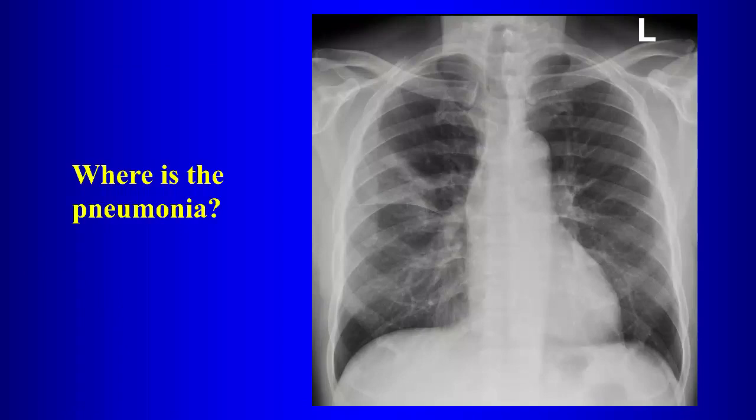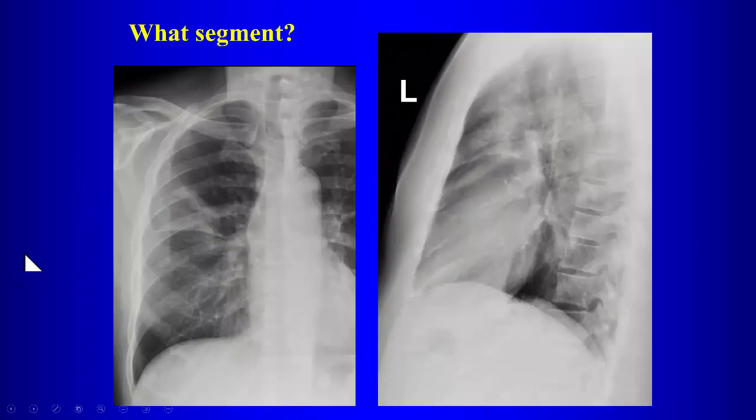Right upper, and we know because again, here's the minor fissure. It's bordering very nicely on the minor fissure. It is above the minor fissure. That's going to be a right upper lobe pneumonia. And what segment is that? That's in the anterior segment, right?